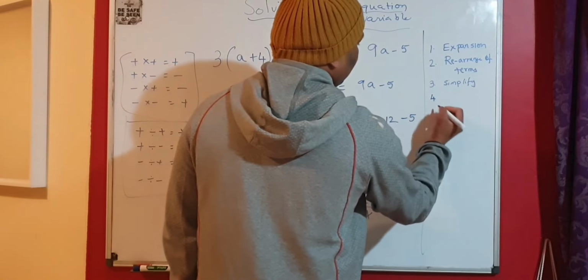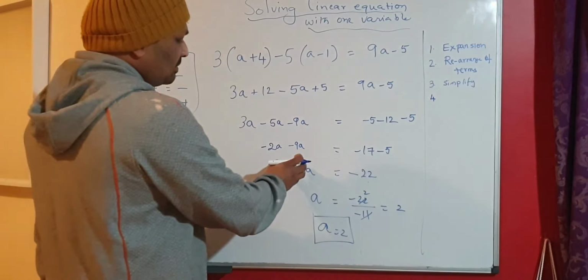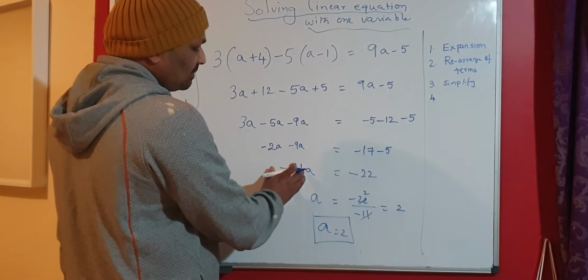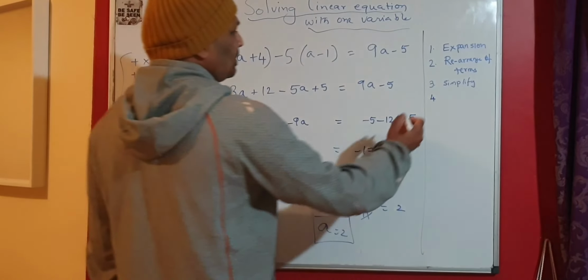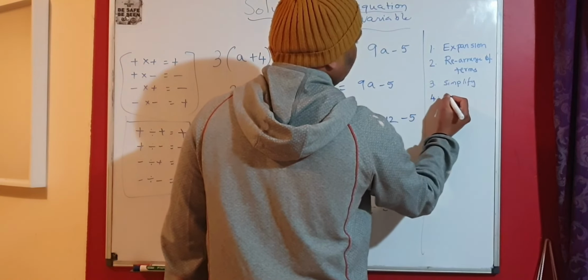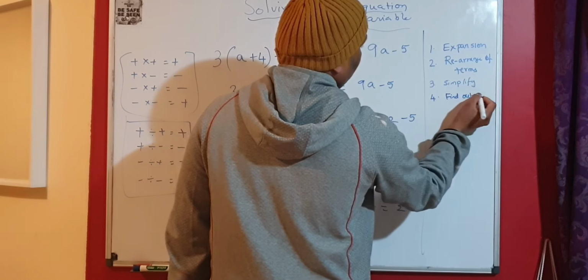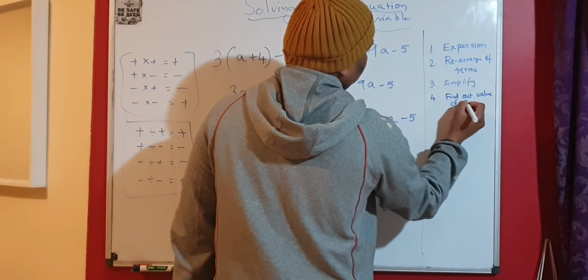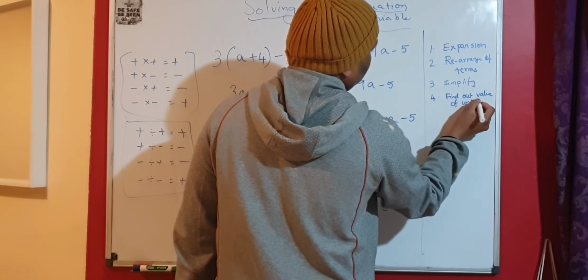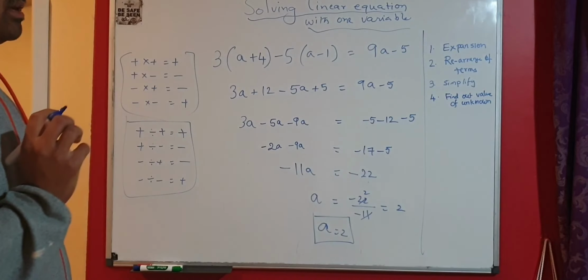And then the very last step is just to find out the value of the unknown quantity. If there is something that is multiplying the unknown quantity, you take it to the other side. The last step is to find out the value of the unknown. Yeah, that's pretty much it. There are only four steps.